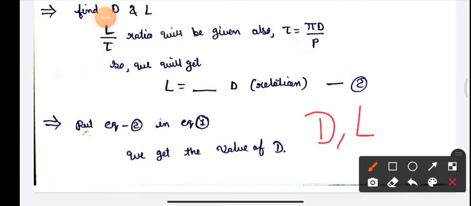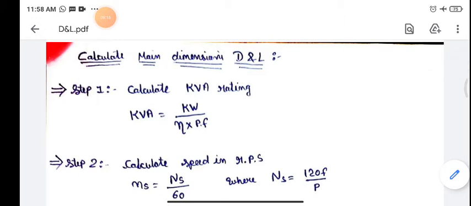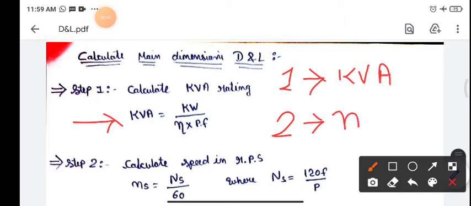Now D and L, how to find them? There are basically 6 steps. We will revise them quickly and then move on to the numericals. Whenever a numerical is asked, suppose find the main dimensions of a 3-phase induction motor with the following parameters, first and foremost we will find the kVA rating. How will we find it? The kVA is given by kilowatt upon efficiency into power factor. Second step will be finding the synchronous speed in RPS.